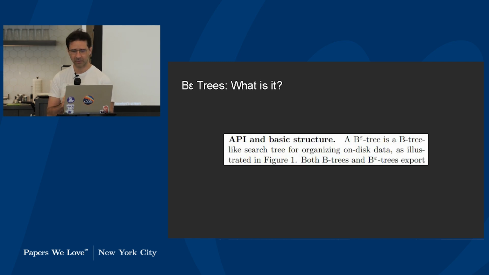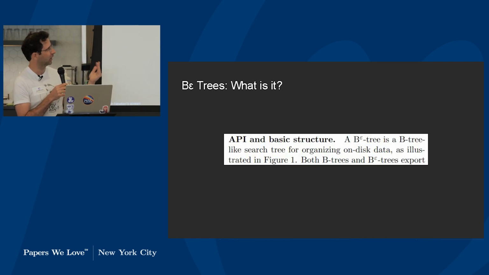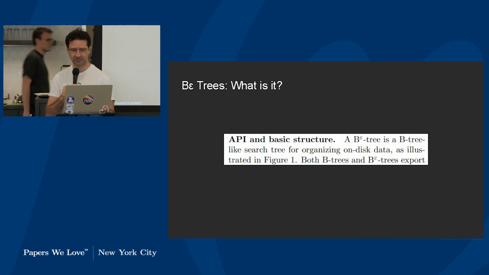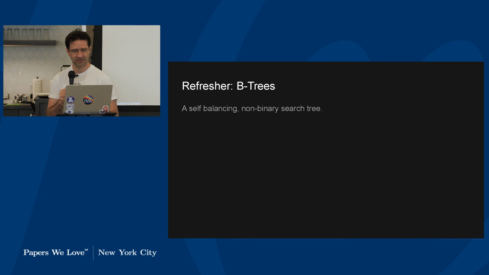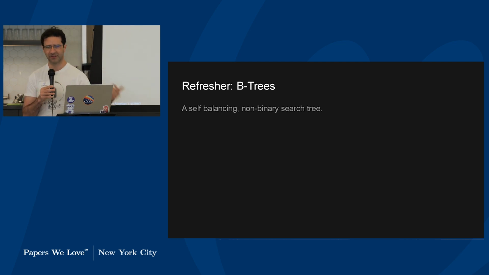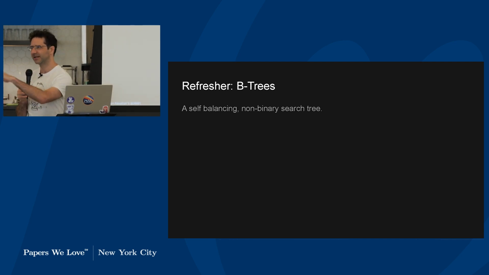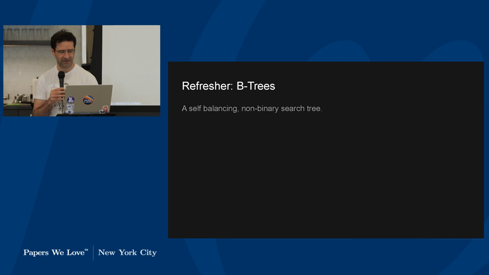So, okay. We're going to go into the API and basic structure. It's a B tree-like tree for organizing on-disk data, illustrated in Figure 1. This Figure 1 will eventually show up, I promise. So I'm going to take a step back. The paper doesn't talk about what B trees are, but I think that they're important to understand if you're going to go through any more of this. So here we leave the paper a little bit, take a detour, and we'll get back soon.